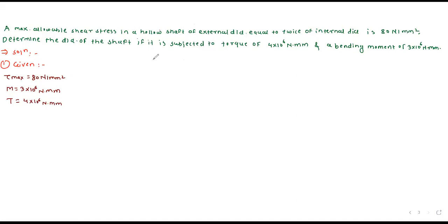So external diameter, D naught, is equal to twice the internal diameter. That means the external diameter is 2 times the internal diameter. This is the relation given, and we have to find the diameter of shaft. This is the parameter we have to find out.